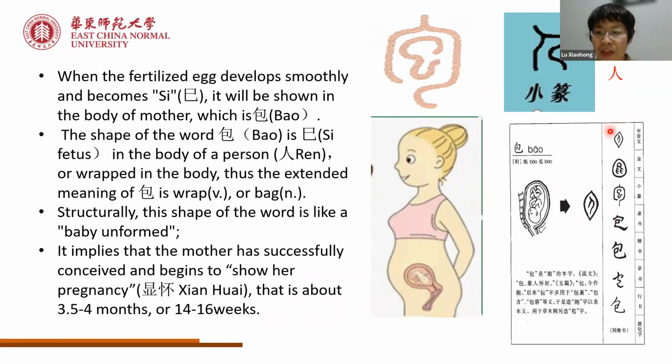So here you can see the word 包, how it evolved from oracle bone script to what we use today. So a person, an unformed baby, wrapped in the body. That's 巳 in it, and then 包.